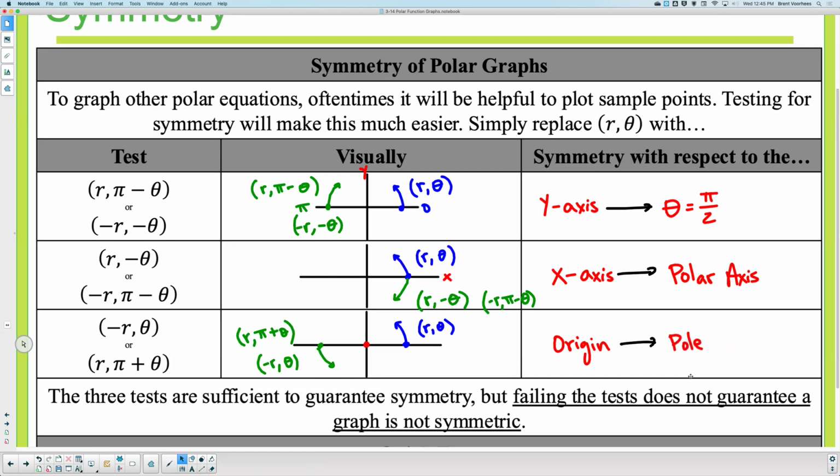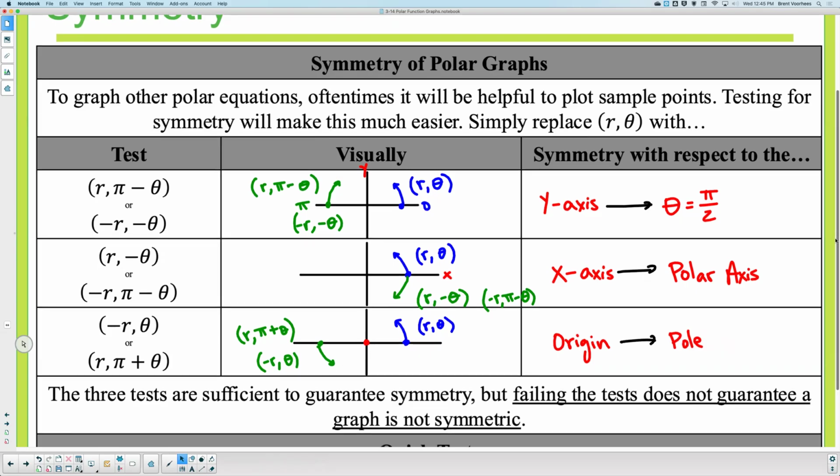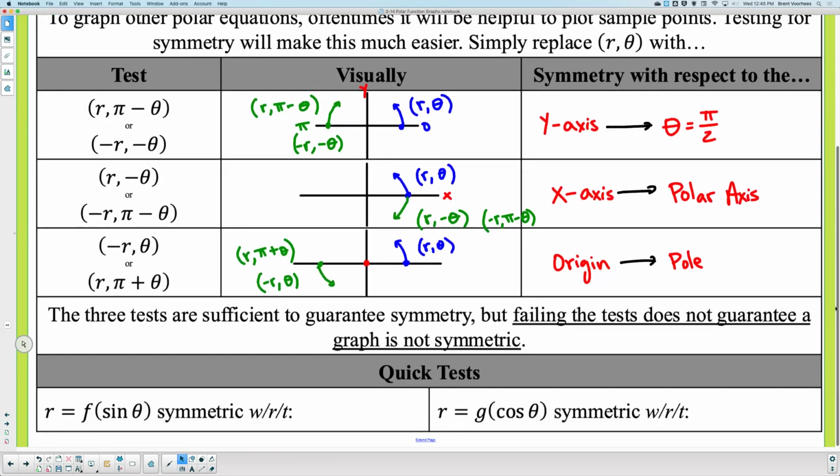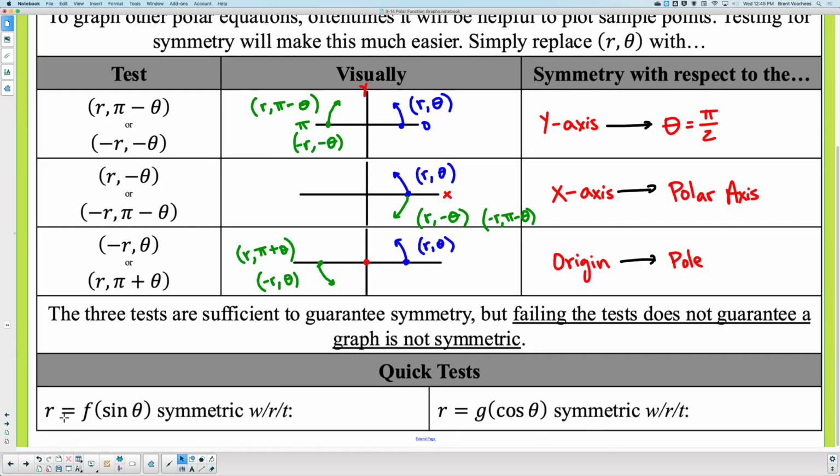There you go. It says these three tests are sufficient to guarantee symmetry, but failing a test does not guarantee the graph does not appear symmetric.